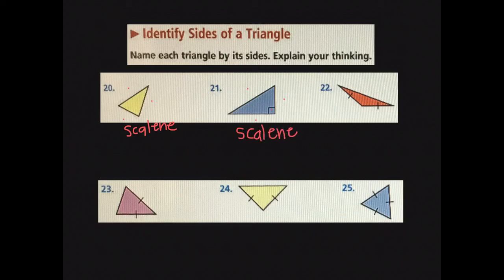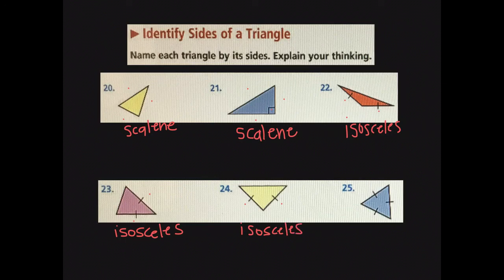Number 22 does have markings on two of its sides, but one side is different. So two sides the same, we have an isosceles triangle here. Next, I have another triangle that has two markings on the sides. So that means that those two sides are congruent or the same. So again, two sides the same is an isosceles triangle. Finally, number 24, again, I have two sides that are congruent. The marks show me that those are congruent sides with one being different. So another isosceles triangle.